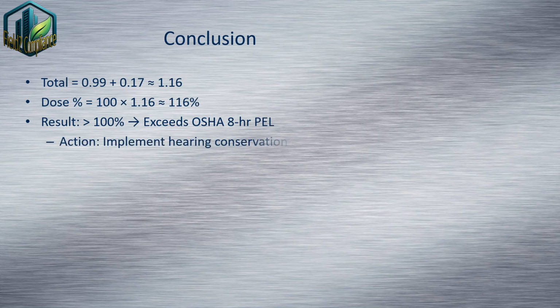Because the permissible exposure limit corresponds to a time-weighted average of 90 decibels A, this result confirms overexposure. On the OHST exam, always interpret anything above 100% as exceeding the PEL, triggering the need for controls or enrollment in a hearing conservation program.